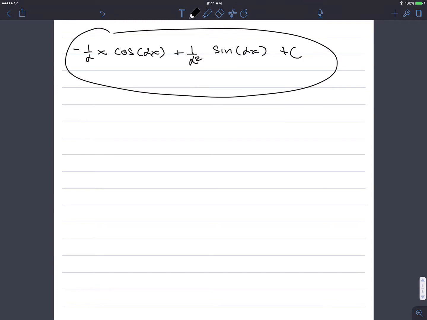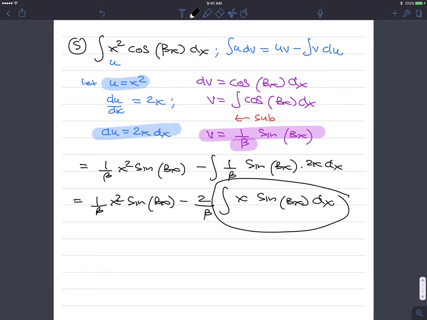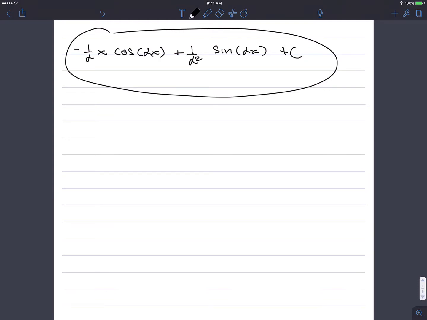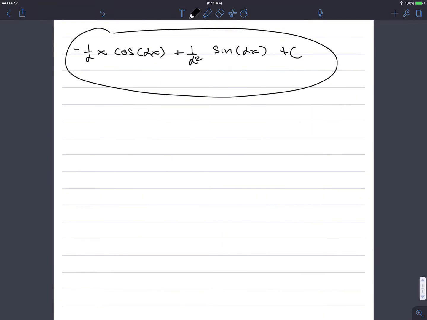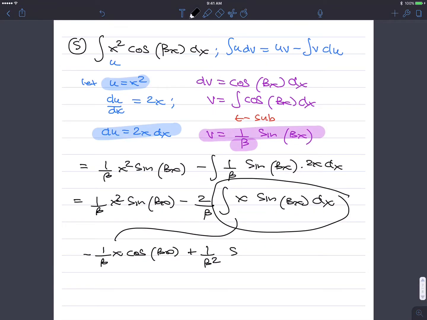So let's use this. 1 over beta x cosine beta x. This integral could be replaced with 1 over beta x cosine beta x. And it's minus, so let's not forget that. Plus 1 over beta squared sine beta x. And we'll have our constant at the end here, plus our c. So we get to actually replace here, if you take a look at this. Let's highlight this. This integral is what you get here.